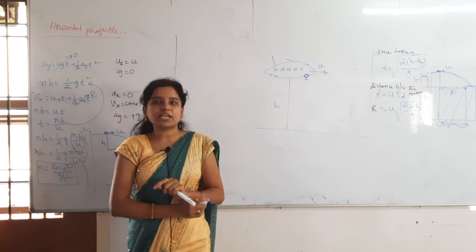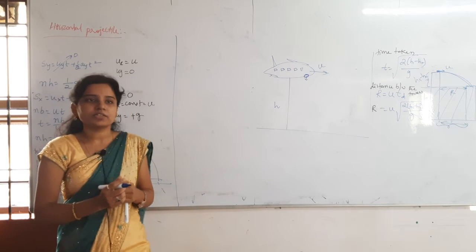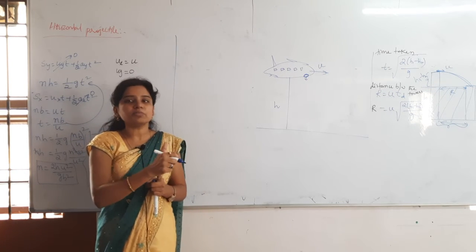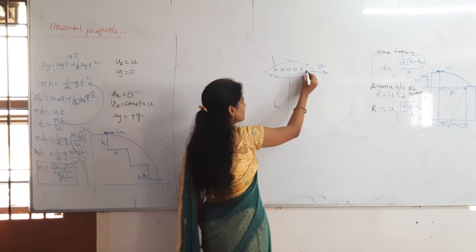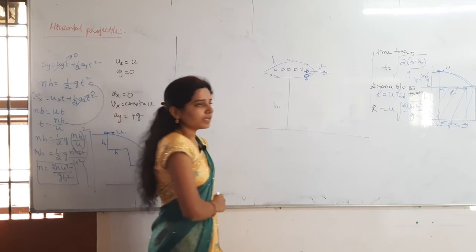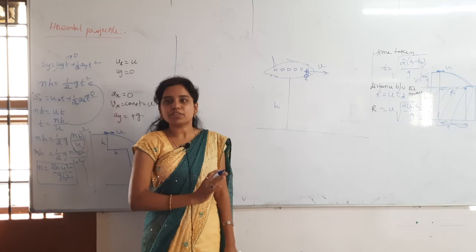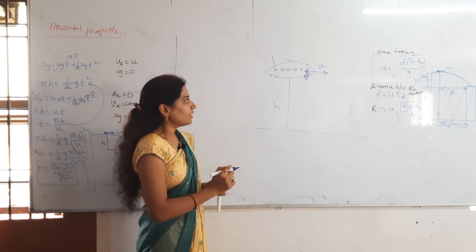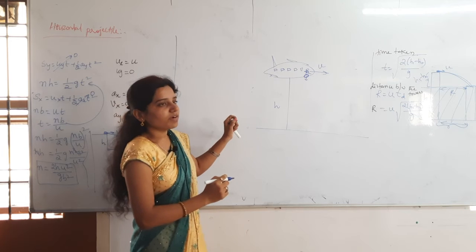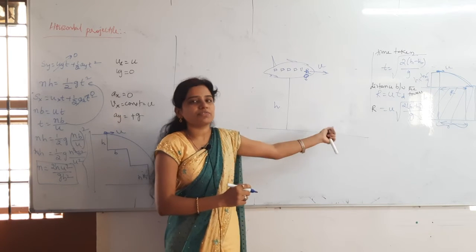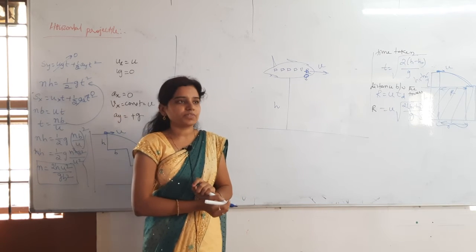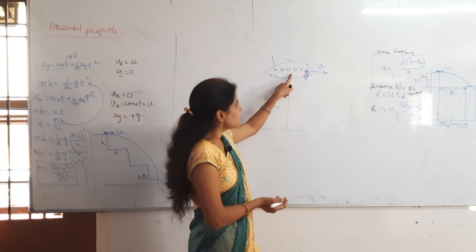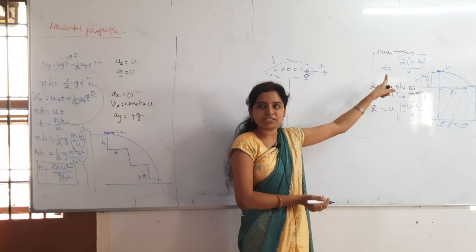What is the first question I asked? First question I asked is, what is the path of the bomb as seen by the pilot? This is the first case. Next, what is the path of the bomb as seen by the person on the ground? And then the next one is, what is the distance where it will fall from the point of dropping? Range. That's it.